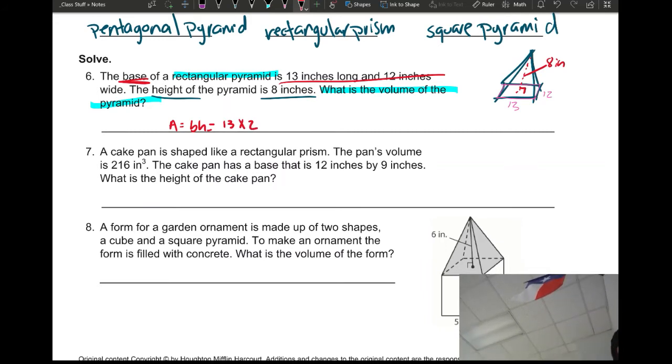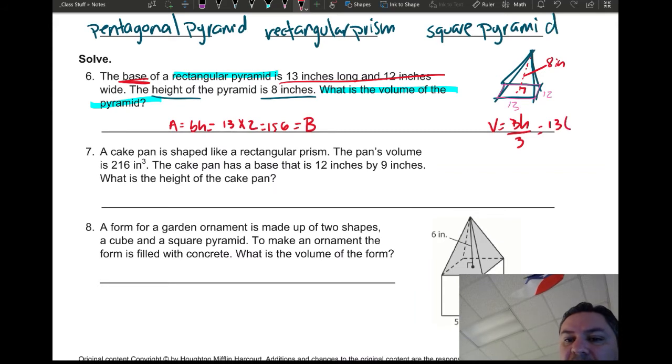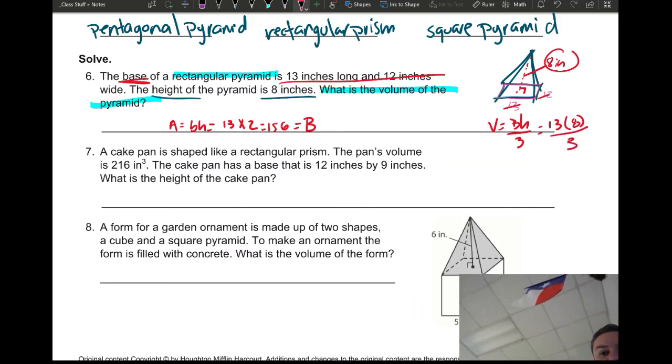When you multiply 13 times 12, you get 156. So big B is 156. Now I have to multiply by the height. Remember, V equals big B times H divided by 3. That's the only number that I have not used. Then divide by 3. Sorry, this is not 13. This is 156. That's big B. I already found it right there.